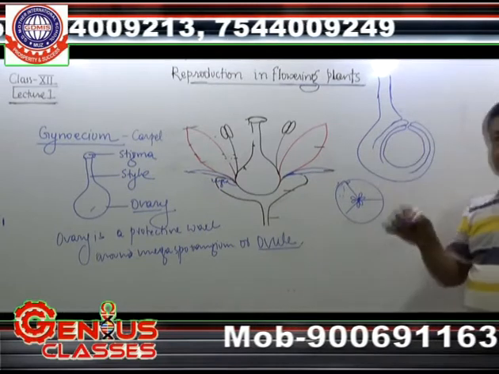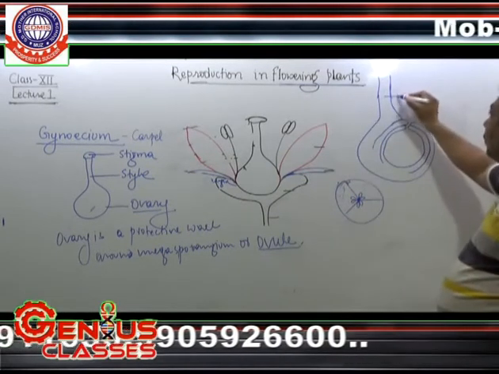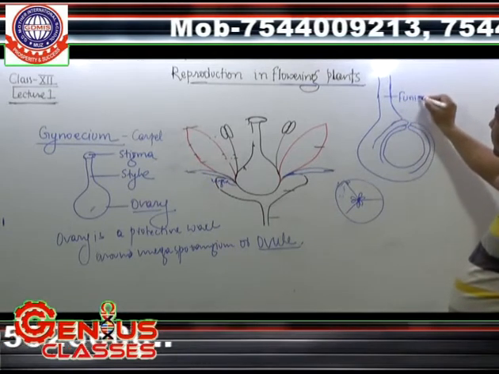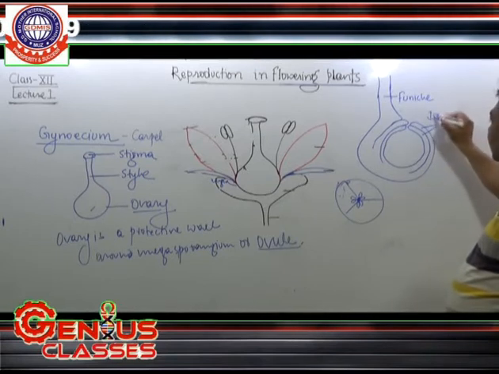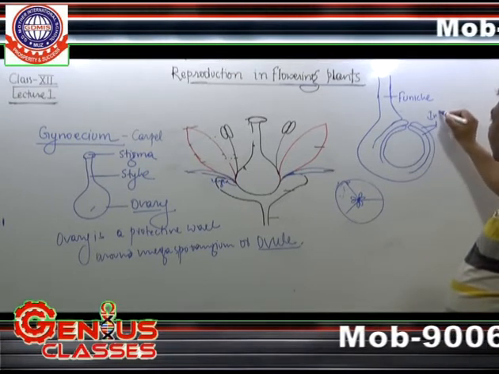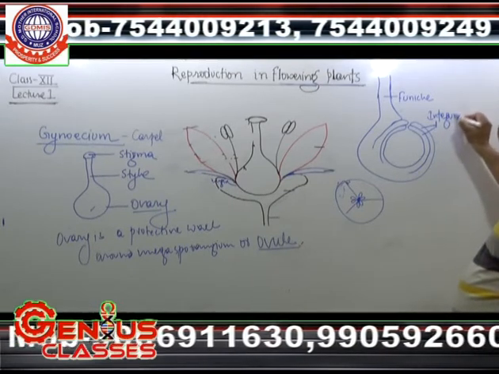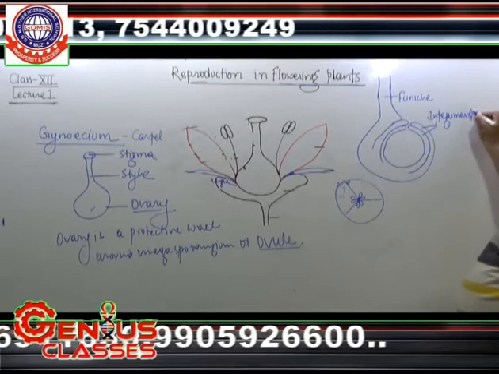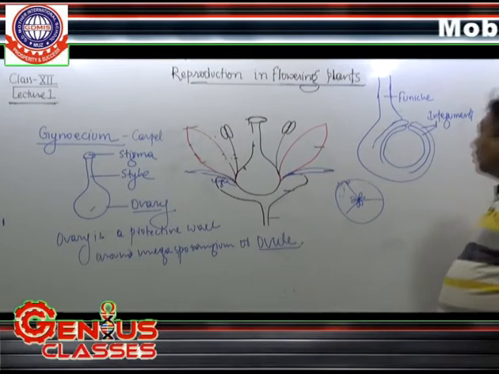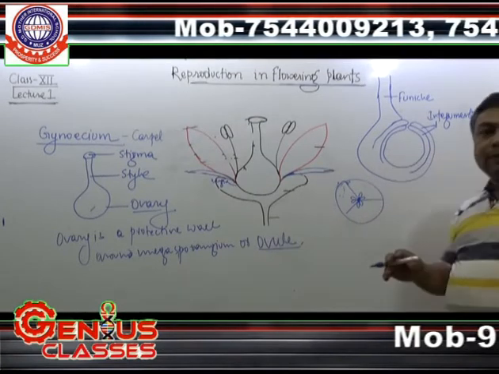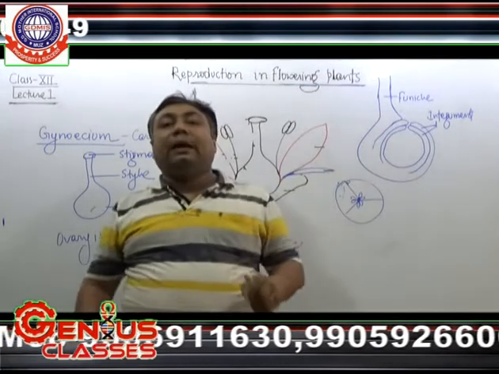The stalk-like structure which joins ovule with the ovary is called funicle. These are two layers of integument. So, due to the presence of two layers of integument, angiosperms are also known as bitegmic.